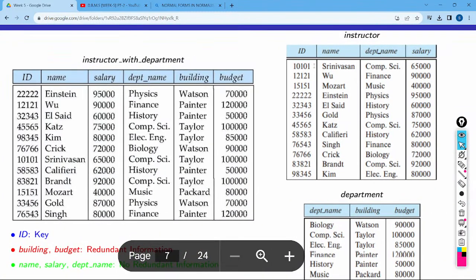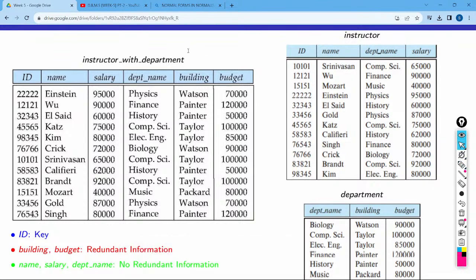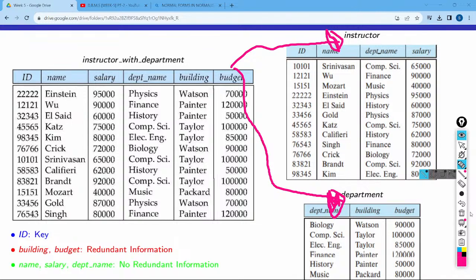See, once we decompose the instructor with department table into two separate tables, what the third condition is saying is, there must be at least one attribute common between the instructor table and the department table. So what is common between them? Department name is common between them. See this, department name is common between them, right?